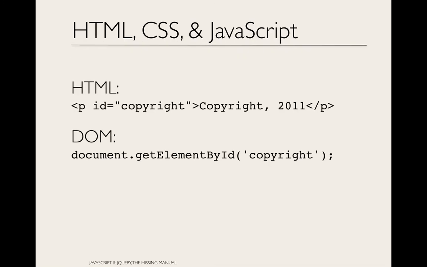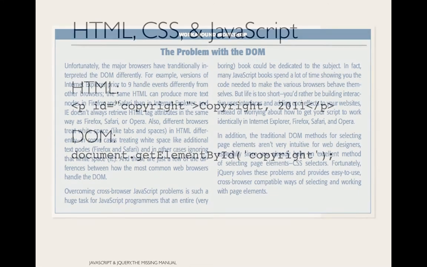So for instance, we have some HTML, a paragraph with an ID equals copyright. To address it through the DOM methodology, you say document.getElementById copyright. And that will go in and snag that paragraph.